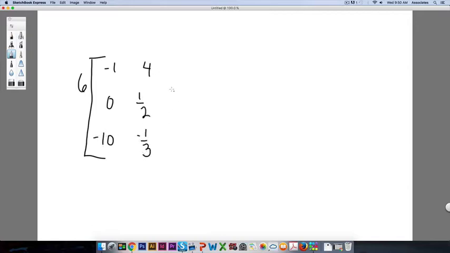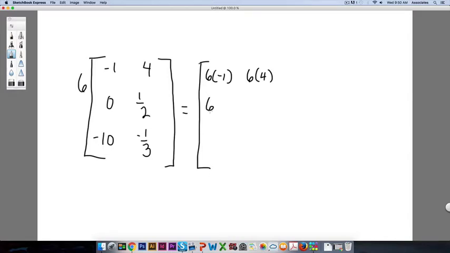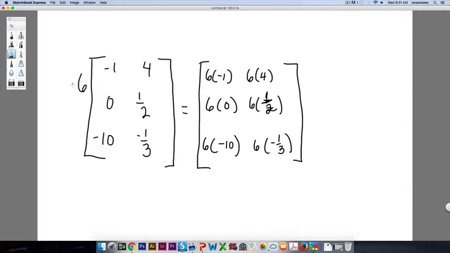So I'm going to take that 6 times each element in the matrix. So I can rewrite it as 6 times negative 1, 6 times 4, 6 times 0, 6 times 1/2. Oops, that's the funkiest looking 1/2 I've ever drawn. All right, 6 times negative 10, and 6 times negative 1/3. When you multiply a scalar times a matrix, its dimension stays exactly the same.